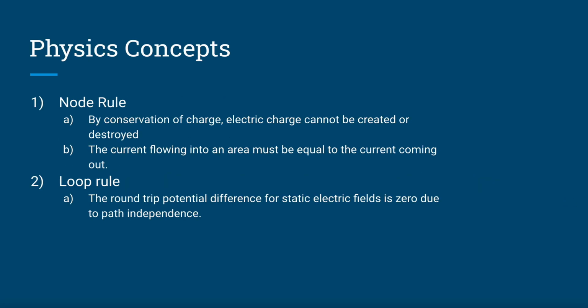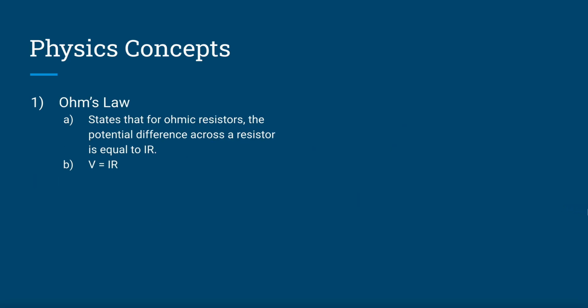So just to recap the physics concepts, the node rule is by conservation of charge: electric charge cannot be created nor destroyed, therefore the current flowing into an area must be equal to the current coming out. And the loop rule states that the round-trip potential difference for static electric fields is zero due to path independence. Ohm's law also states that for ohmic resistors, the potential difference across a resistor is equal to IR, therefore V is equal to IR.